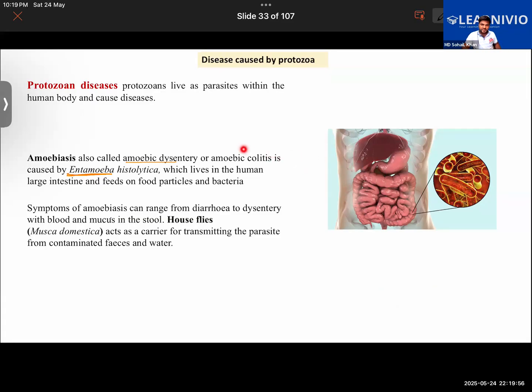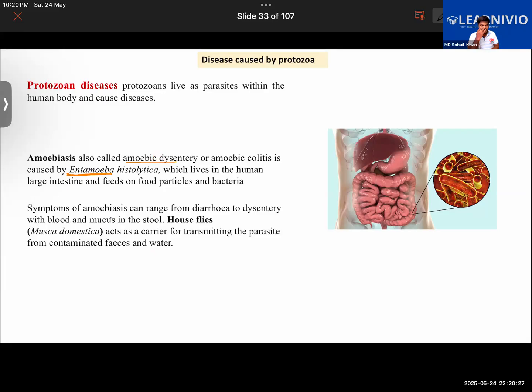The organism responsible for amoebic dysentery is Entamoeba, right? Now, it is spread by the house flies. It is spread from one place to another, from the fecal matter to the humans, by the house flies. So house flies will be acting as the carrier for transmitting this disease from the contaminated fecal matter in the water, if the contaminated fecal matter contains this Entamoeba in it.